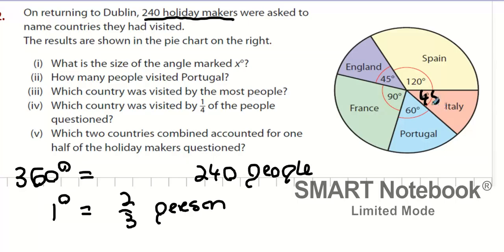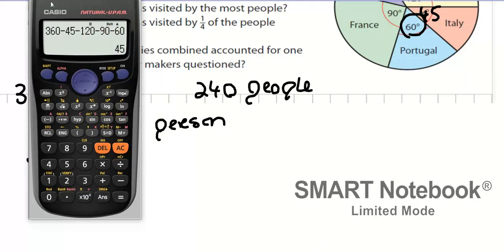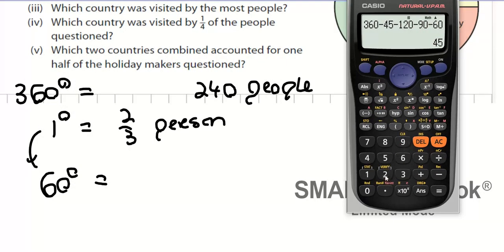Now, next thing. How many people visited Portugal? How many degrees is Portugal worth? 60. How do you convert 1 degree into 60 degrees? What you need to do? You multiply by 60. 60 degrees is 60 times bigger. So you get 2/3 and you multiply it by 60. And it should tell you how many people are in Portugal. So what do we get? 40 people.